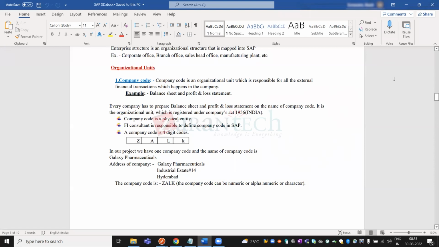Who is responsible to define the company code in SAP? The FI consultant. Basically the accounting and finance part will be taken care of by the FI consultant. Oh, the finance consultant. Yes. Okay.